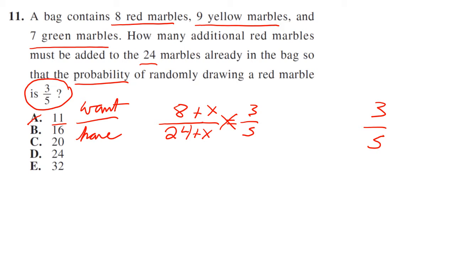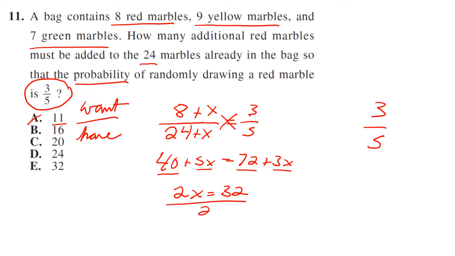When you cross multiply, you get 40 plus 5x equals 72 plus 3x. Combine your terms: subtract 3x from both sides, subtract 40 from both sides, and you get 2x equals 32. Divide by 2, and you get x equals 16. Either way, you're going to get B. The question is, which way are you fastest and most precise? That's the way you should do it.